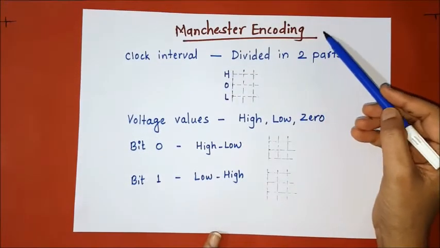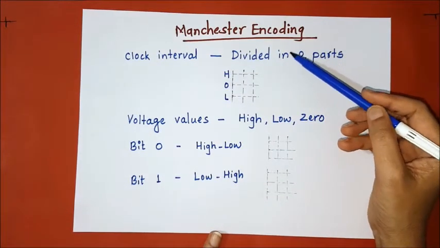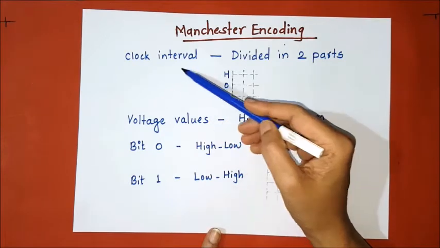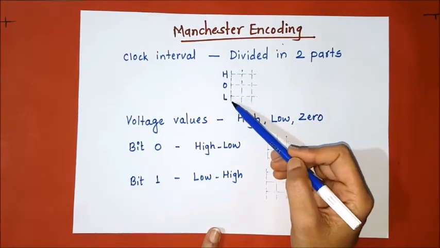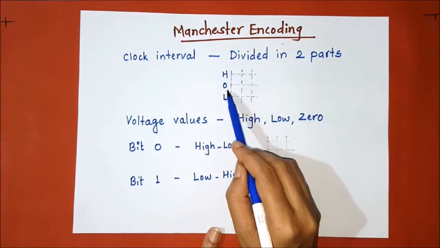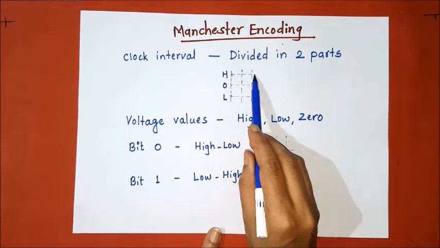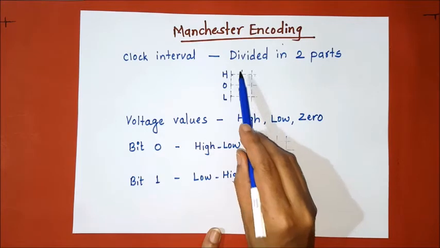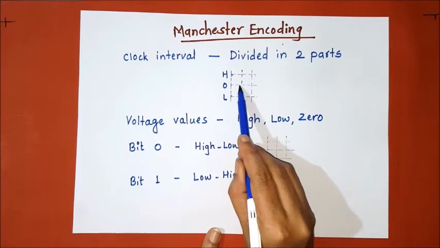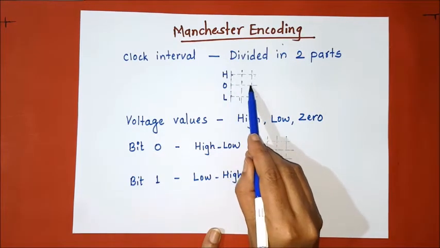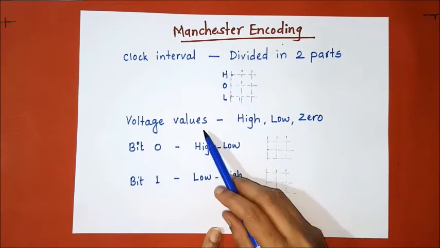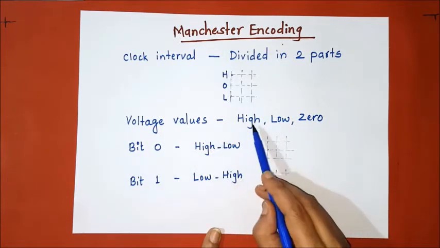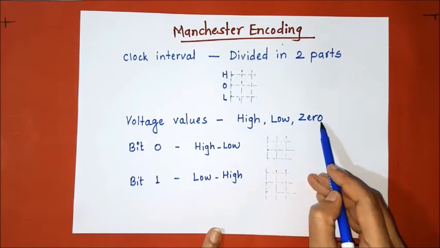We will see Manchester encoding. In Manchester encoding, the clock interval is divided into two parts like this. Here this is the signal formation, wherein the clock interval is divided into two parts. So this is the first half of the clock interval and this is the next half. Voltage values used to represent binary bits are high, low and 0.